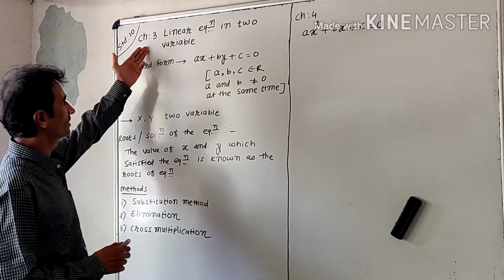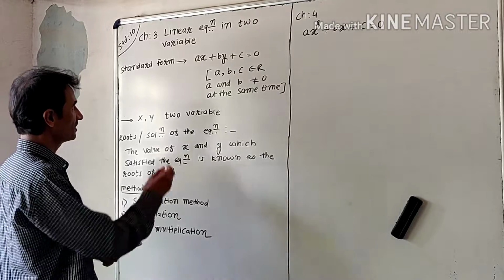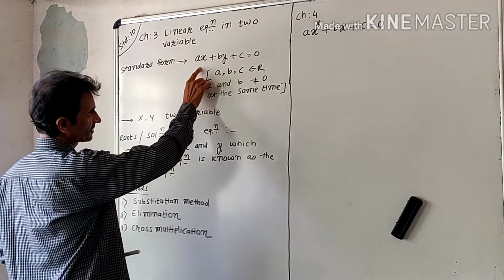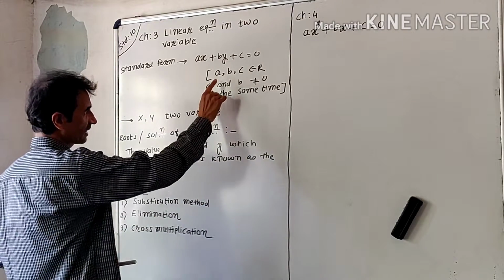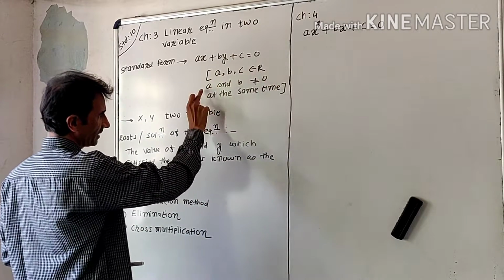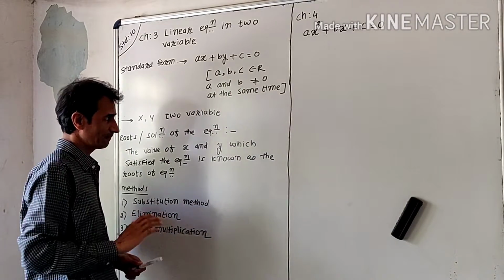Now this is chapter number 3, linear equation in two variables. This is the standard form, ax plus by plus c is equal to 0, where the conditions apply: a, b, c belong to R, and a and b are not equal to 0 at the same time.